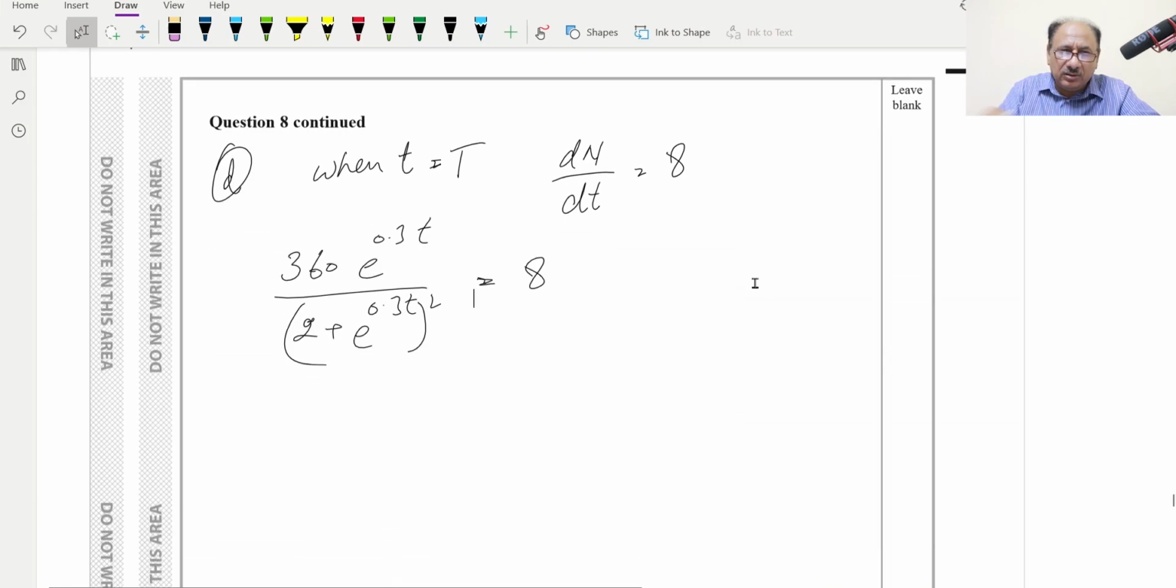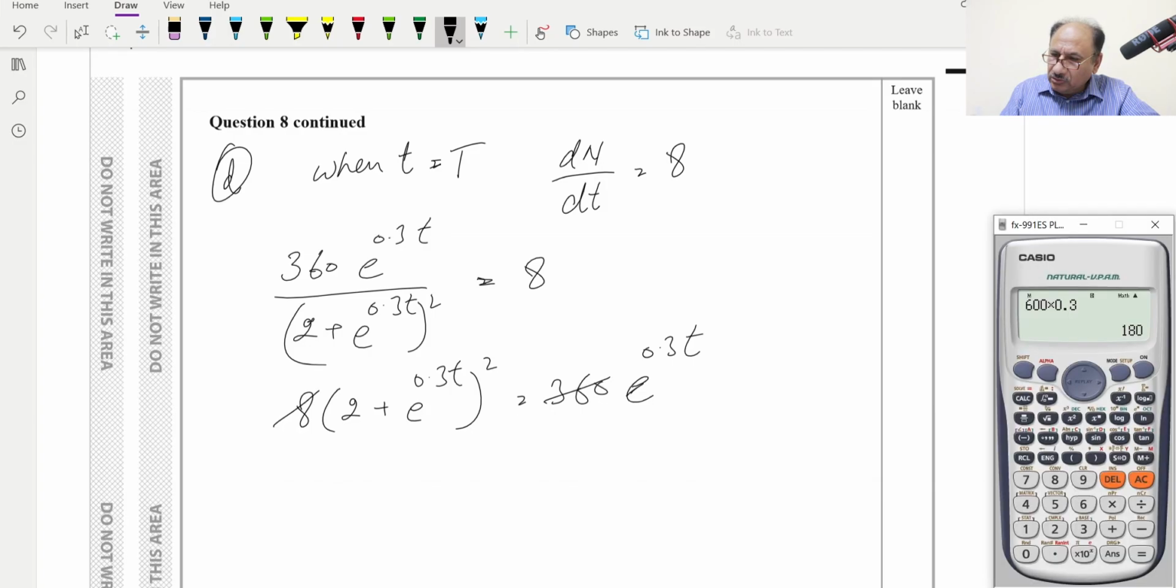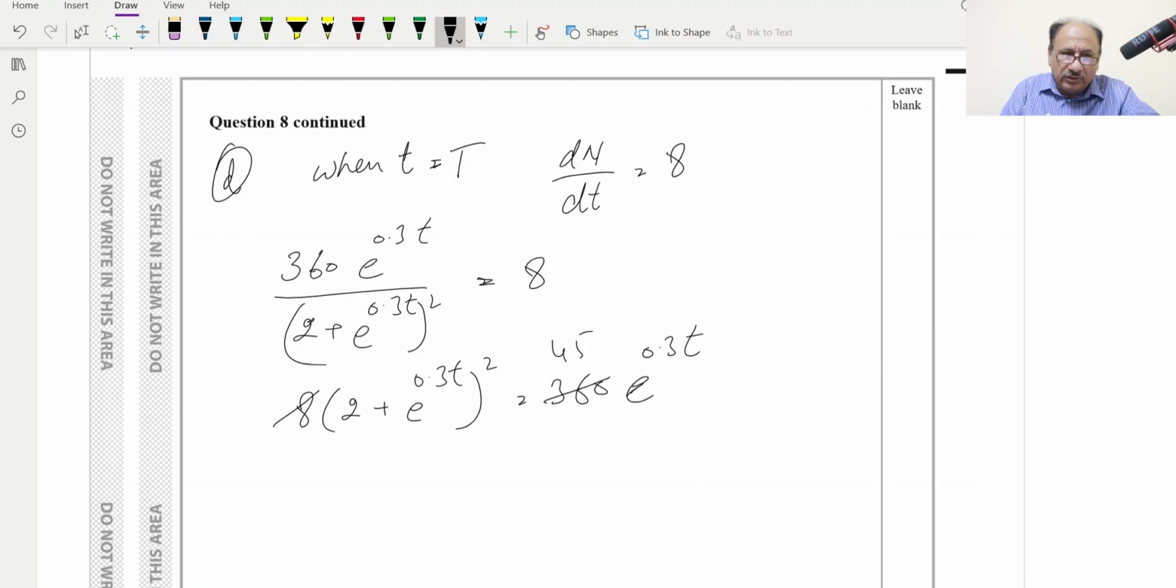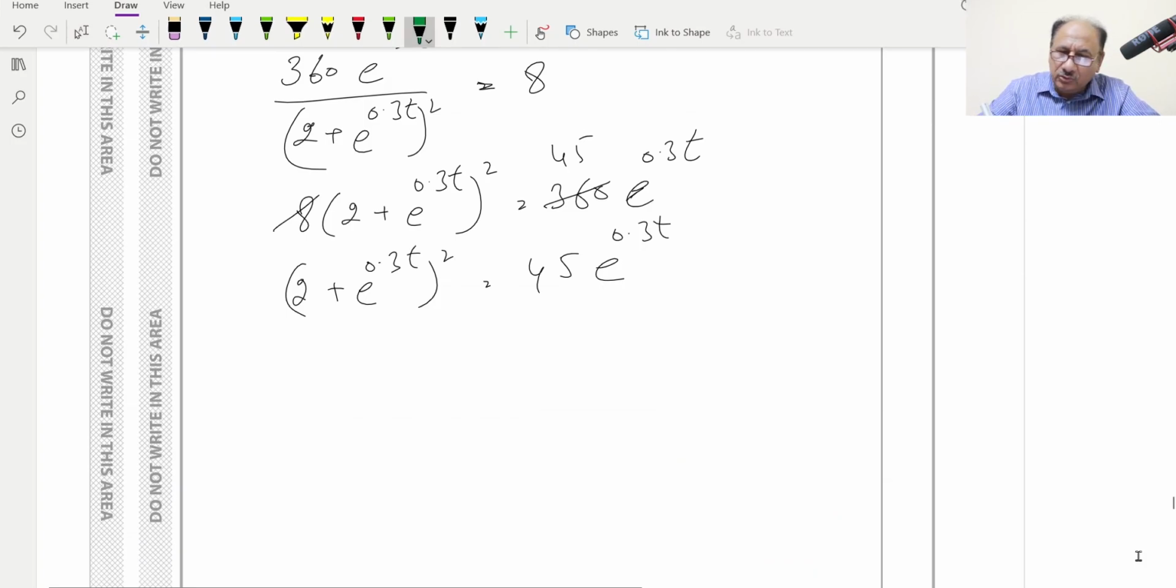Now we can cross multiply. This will be 8 into 2 plus e raised to the power 0.3t whole squared is equal to 360 e raised to the power 0.3t. Dividing by 8, 360 divided by 8 will be equal to 45. So, as a step, we can write 2 plus e raised to the power 0.3t whole squared is equal to 45 e raised to the power 0.3t. Now we can open the square.